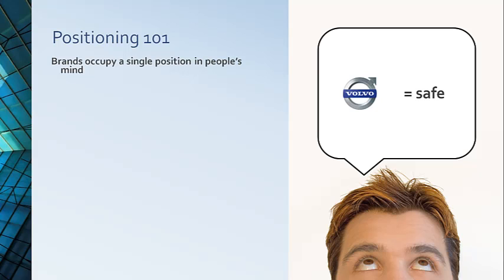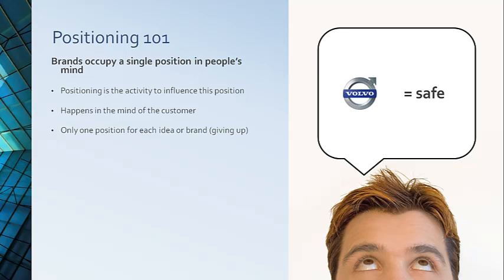It's also important to say that positioning itself is all the activities to influence the position that your brand has in the marketplace. And in the marketplace, I mean in the collective minds of all your customers. Positioning happens in the mind of your customer. It's a thing that happens in their mind, meaning they often might not be aware of it. It's not something that is observed, and it's only on the side of the customer.